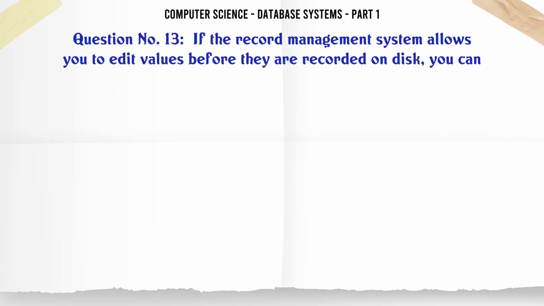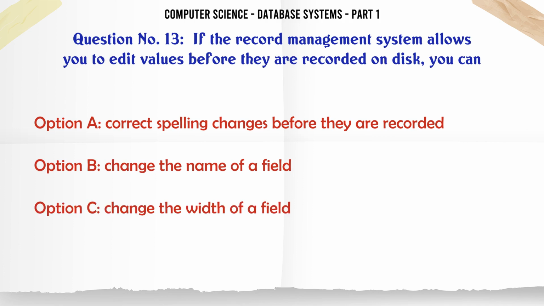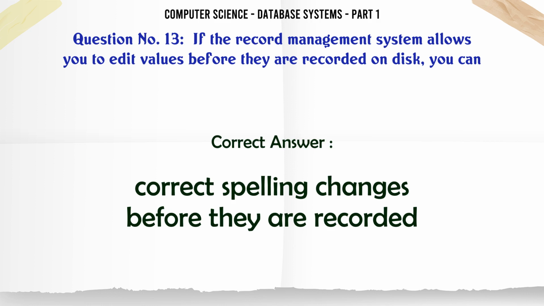If the record management system allows you to edit values before they are recorded on disk, you can A. Correct spelling changes before they are recorded. B. Change the name of a field. C. Change the width of a field. D. All of the above. The correct answer is correct spelling changes before they are recorded.